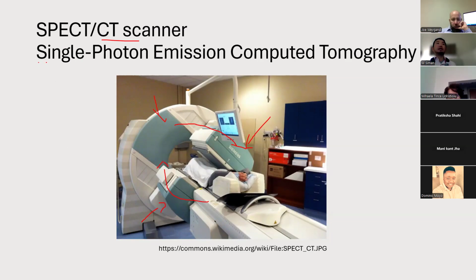SPECT stands for single photon emission computed tomography. The computed tomography just tells you that it's 3D imaging. And single photon is because our signal is one gamma, right? So that's why it's called single photon. And emission tells you that the source is actually from inside the patient.